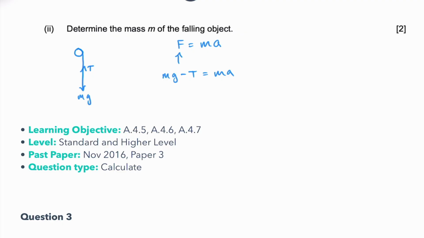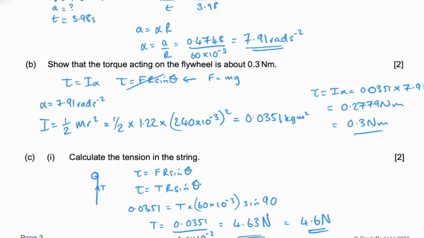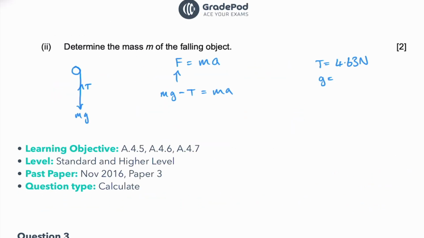So now we've got somewhere. We know that tension is equal to 4.63 newtons. We worked that out in the previous question. We know what g is, obviously. Do we know what a is? We actually know what a is because we worked that out in the first question. It was 0.4748 meters per second squared. We have enough data to solve for M now.